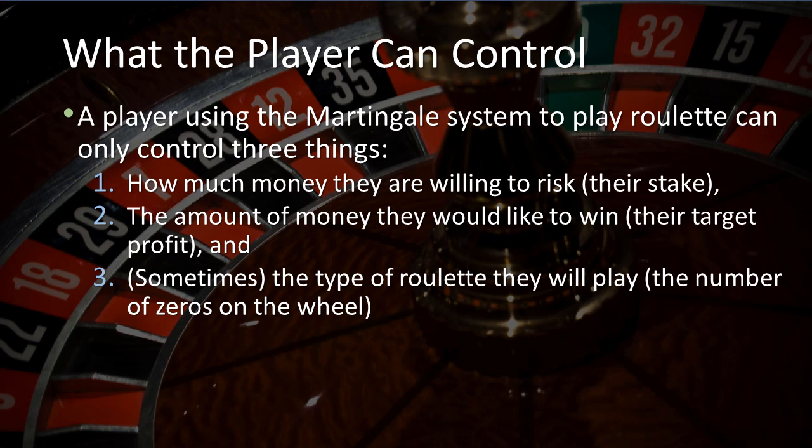Now that we know what the player can control, we're ready to see the most valuable information that this video contains. Specifically, when playing roulette using the Martingale system, what an intelligent player should really want to know is the relationship between profits and the probability of achieving those profits before busting, given the minimum bet, their stake, and the number of zeros on the roulette wheel.